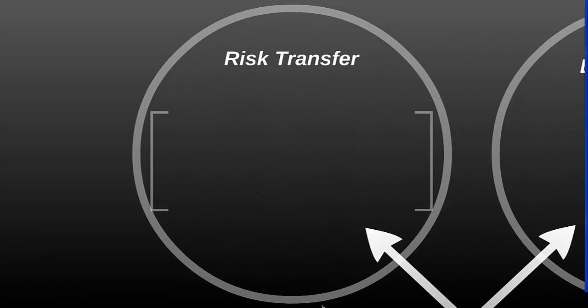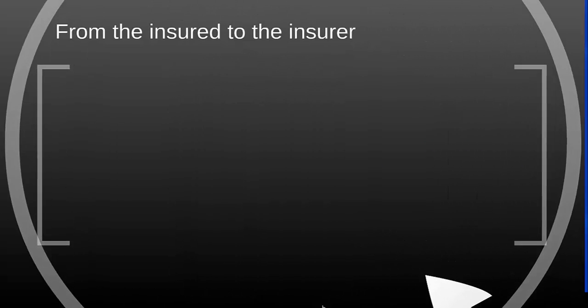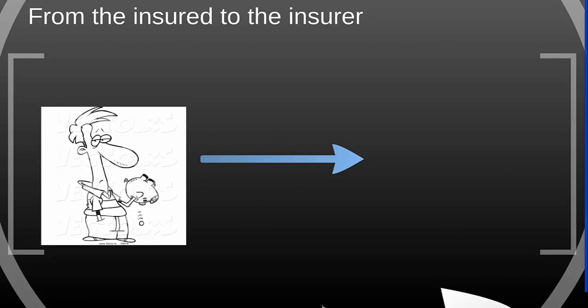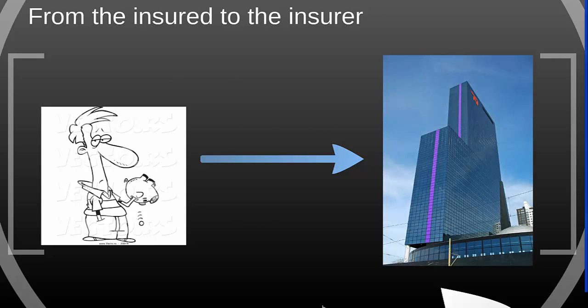Let's start with risk transfer. Remember, insurance is risk transfer from the insured to the insurer. But it's only financial risk transfer. The risk is not actually transferred from the insured to the insurer. The losses still occur. It's the financial cost of risk. And often, not all of the financial cost is even transferred.